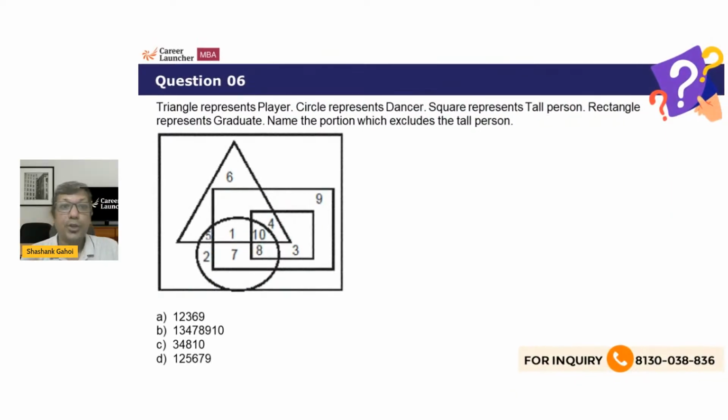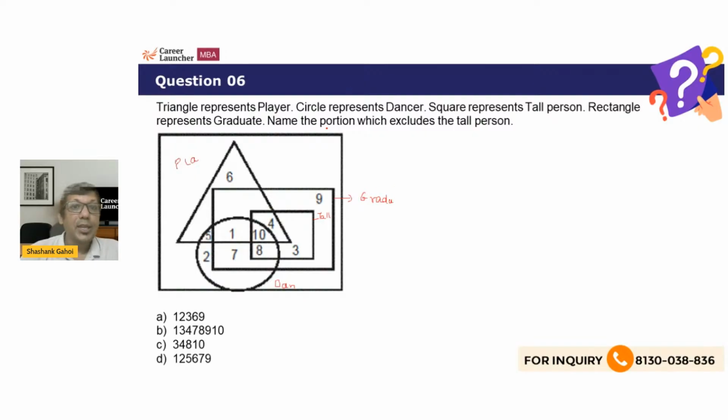Now let's see another type of question. What does it say? The triangle represents player. Okay, so we got a triangle. This is a triangle that represents player. Circle represents dancer. So circle is dancer. Square represents tall person. This is square. This is a tall person. Rectangle represents graduate. So this is going to be graduate.